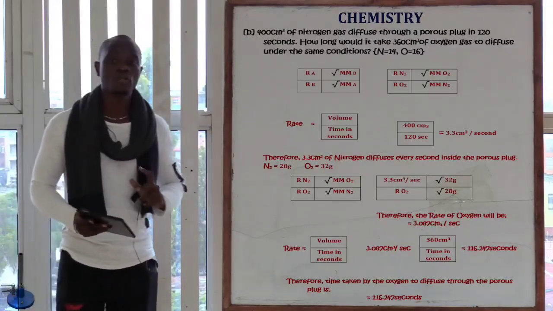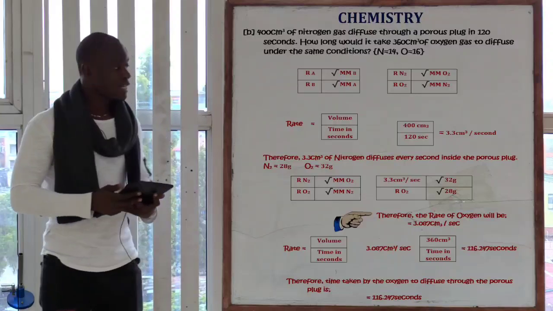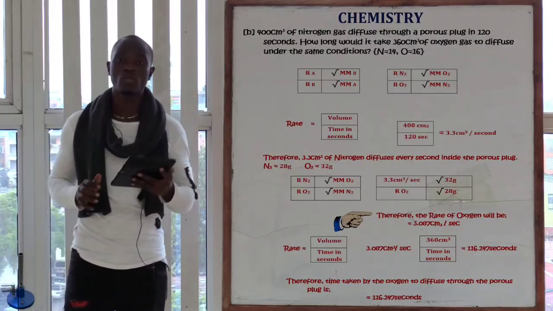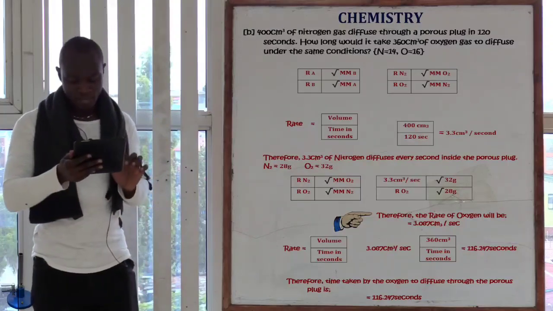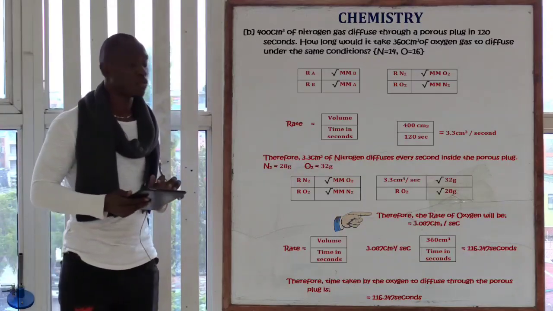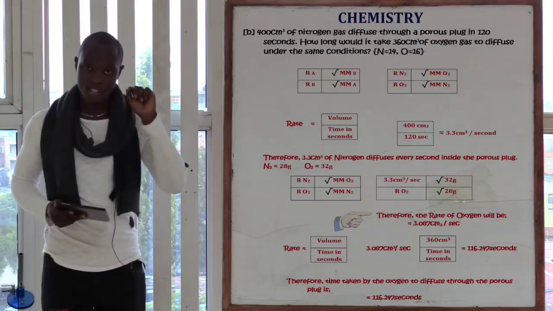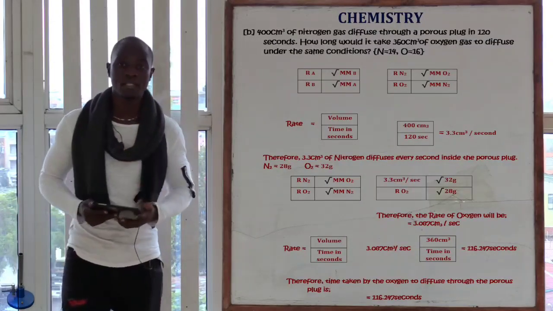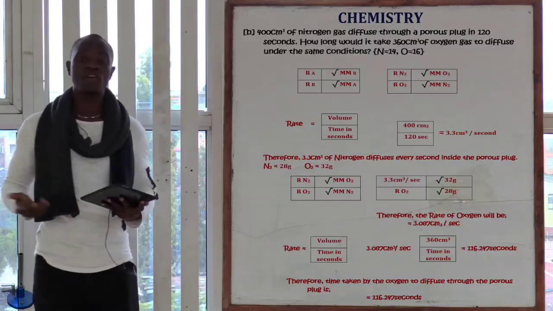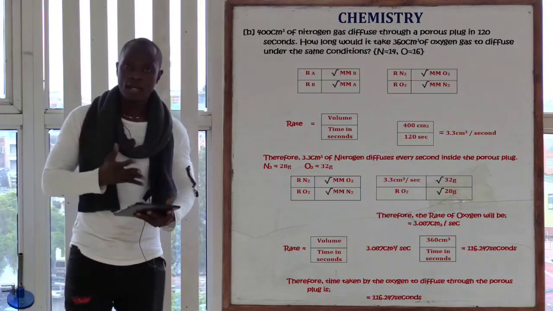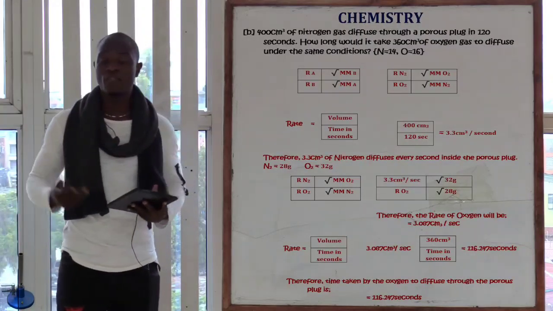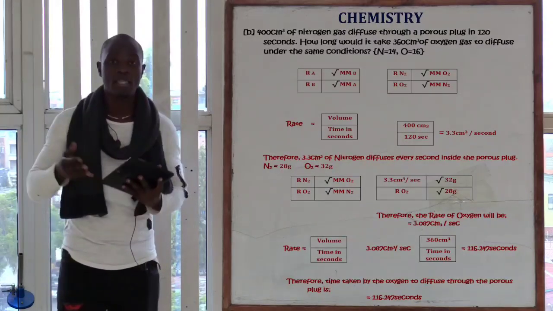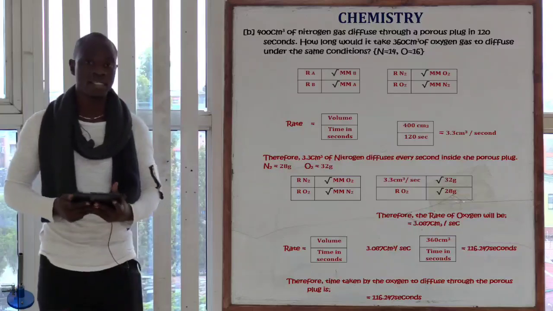So if you do this calculation correctly, you're going to get that the rate of oxygen gas is equal to 3.087 centimeters cubed per second. So that is the rate of oxygen gas that you have calculated here. So that is the rate, remember that. And also remember, how do we find the rate? Like as we said in the beginning, the formula for calculating the rate is equal to the volume divided by the time.